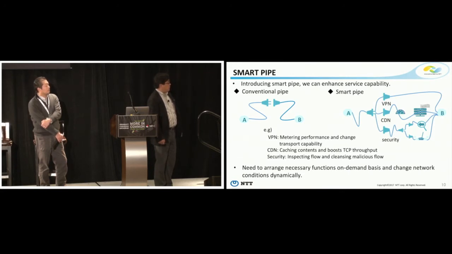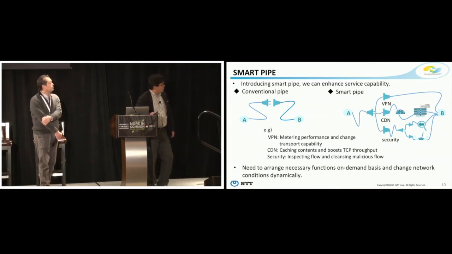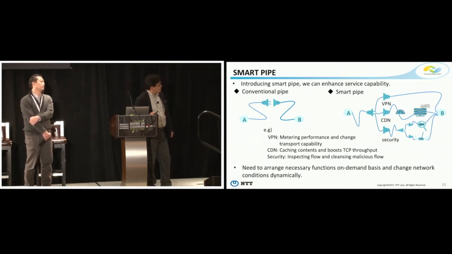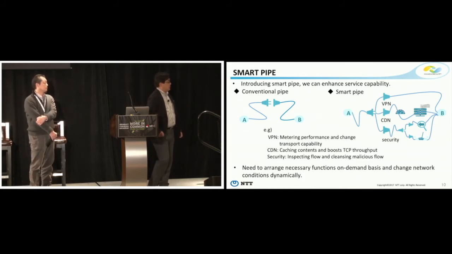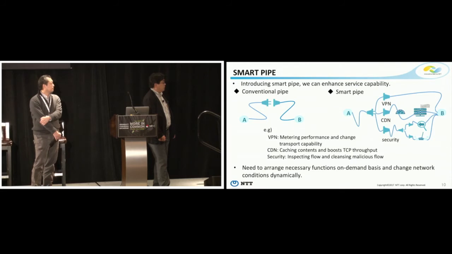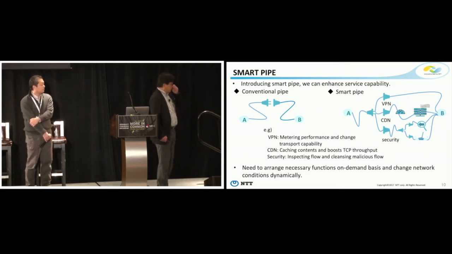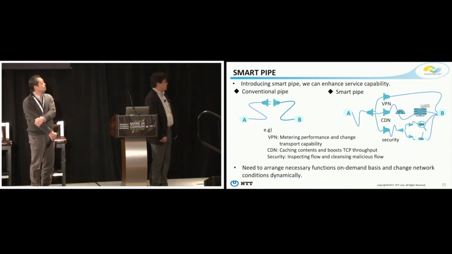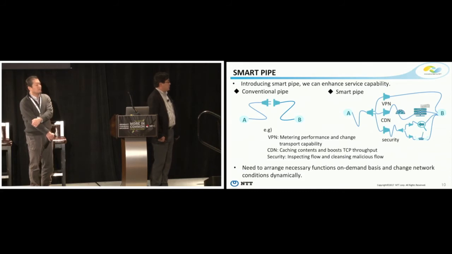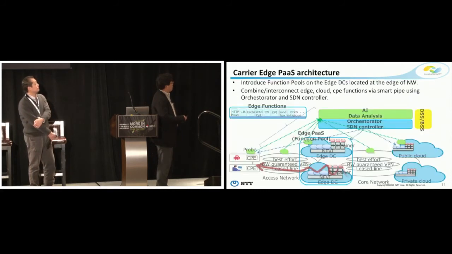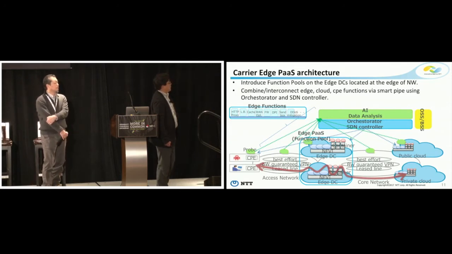For example, as for CDN, we can put the CDN cache and the TCP booster within the connection. And as for security, we can put the DPI and the cleanser within the PaaS pipe. And if we want to check the malicious flow, we can change the network configuration so that the cleanser can eliminate the attack packet. To realize this kind of smart pipe, we need to arrange necessary functions on demand basis and change the network condition dynamically. So we need a new architecture.